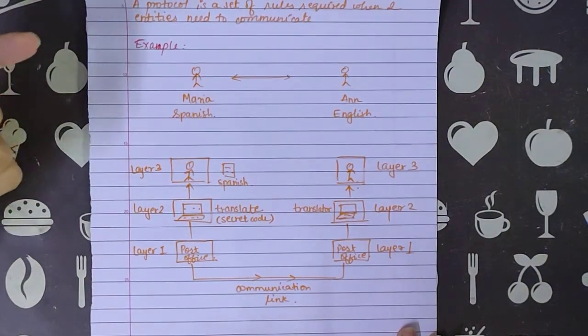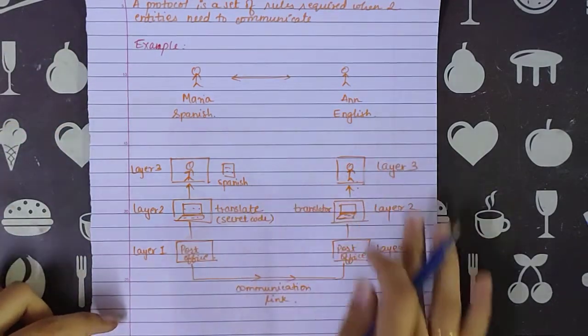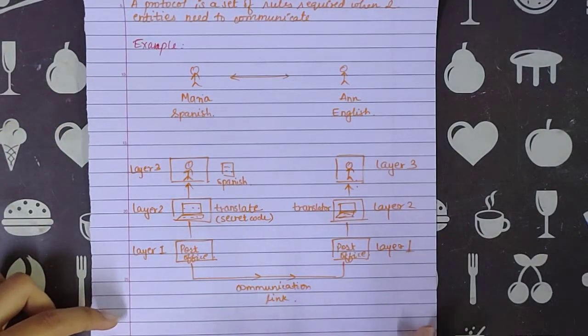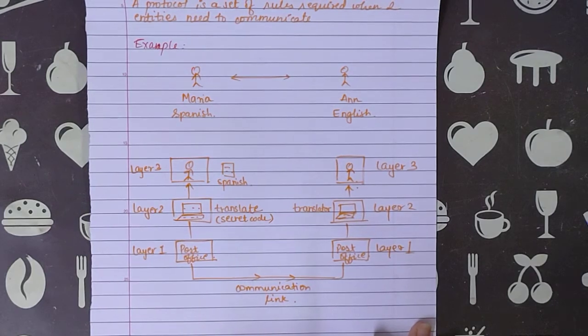So that's it for today. We have understood what is protocol. We have also understood the communication structure using an example. In the following lectures, I'll teach you what is an OSI model and also the TCP/IP model.